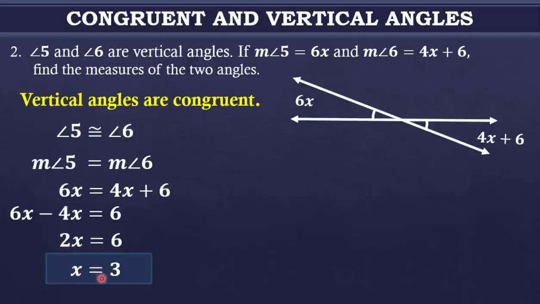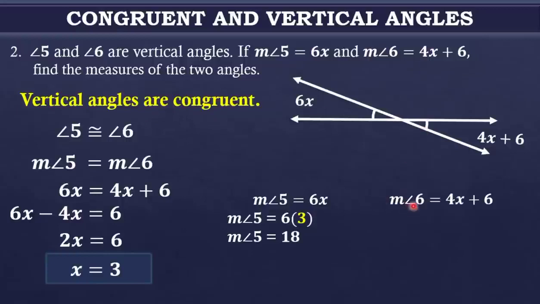Okay? So, now, if x is equal to 3, kunin natin yung measure ni angle 5, which is 6x. So, substitute lang po natin si 6 times 3. Okay? Substitute lang po natin. So, 6 times 3 is 18. So, the measure of angle 5 is 18. Now, let's see kung pareho siya sa measure ni angle 6 kasi vertical angles are congruent. They are vertical angles. So, let's solve.